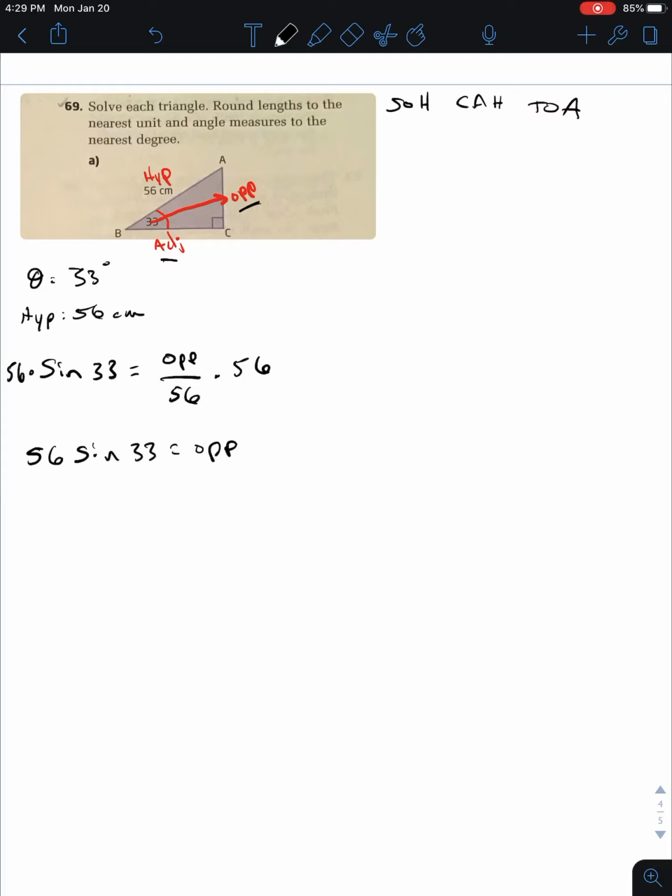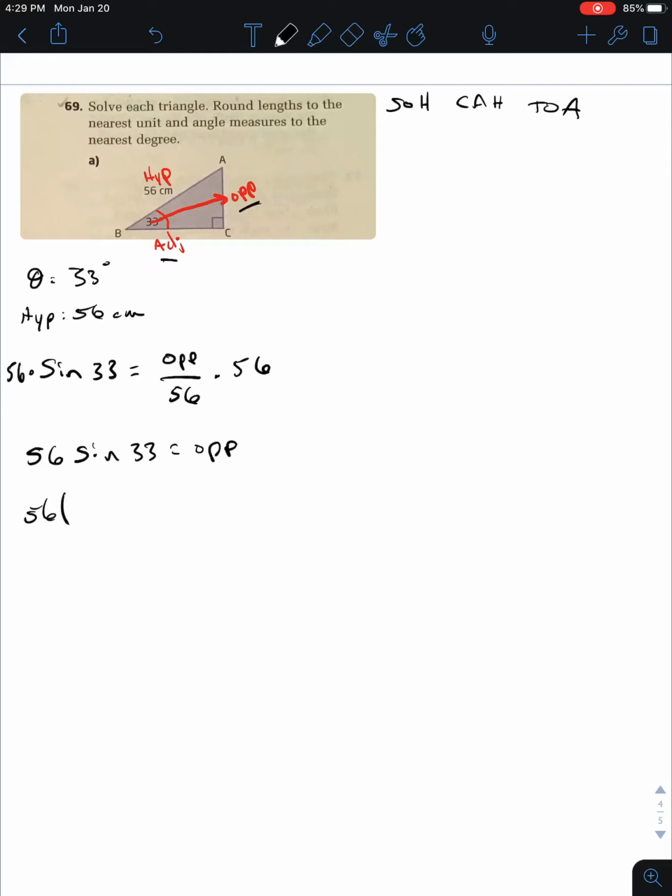Did Miss McCrae give you a trig table? Are you allowed to use it? I don't know. I've been pretty good at finding them on my calculator. Yeah, they're more exact because they carry more decimal places. But I guess go 33 sine. Perfect. 0.5446, right?